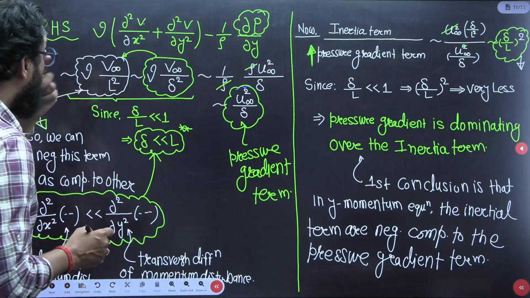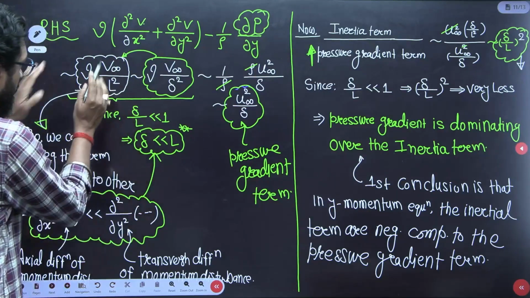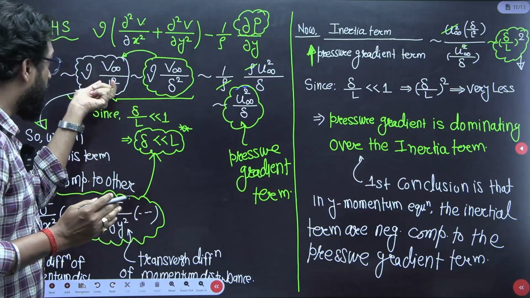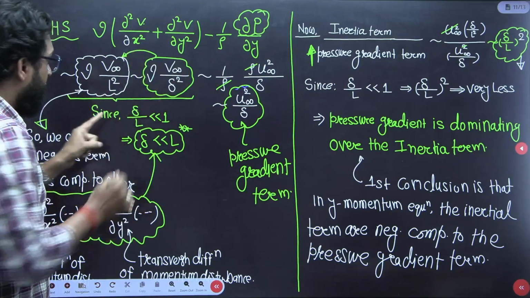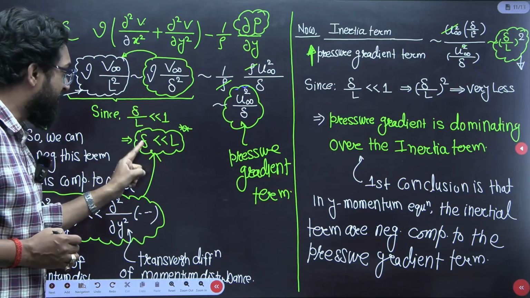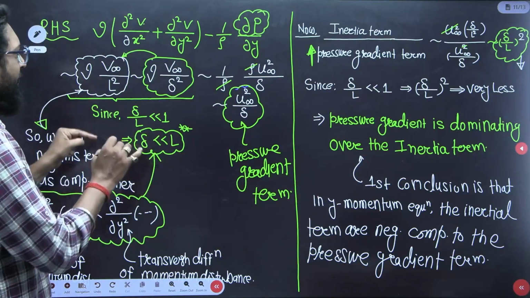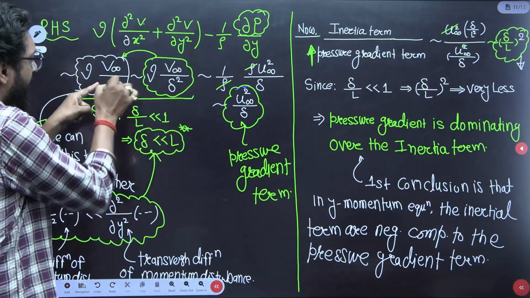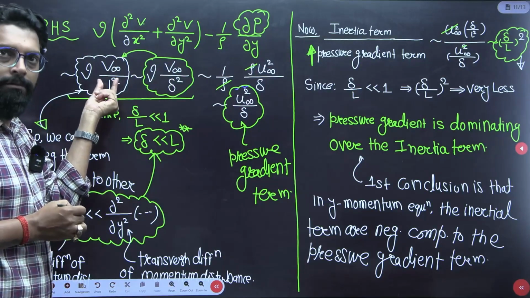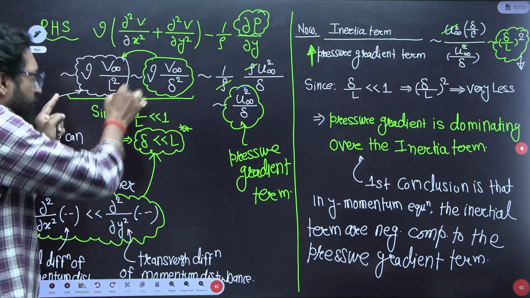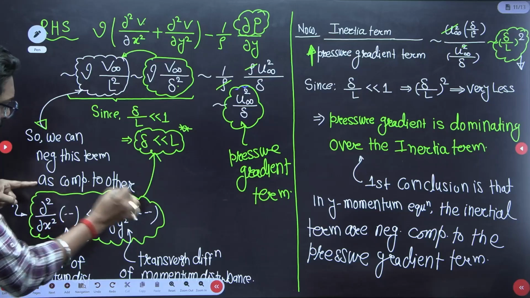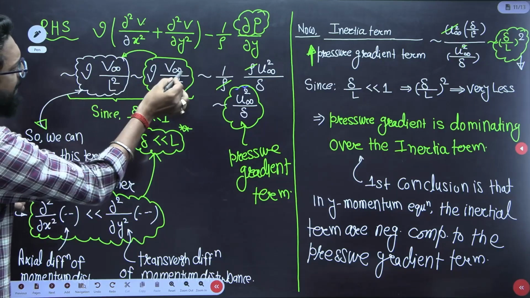Now, my dear, this is a very important observation again. If you compare the order of magnitude of this and this, they are not the same. Why? Because one is divided by L square and the other is divided by delta square. Now since delta by L is less than 1, delta is very much less than L, that means L is much higher than delta, so you can neglect this term as compared to the other. Why? Because of the square. This value is very small as compared to this one.